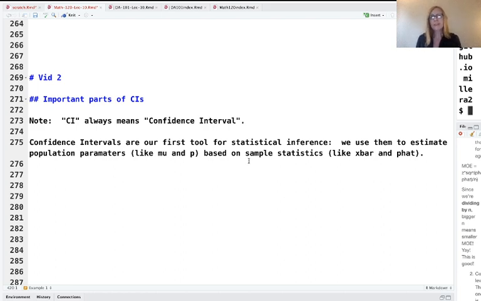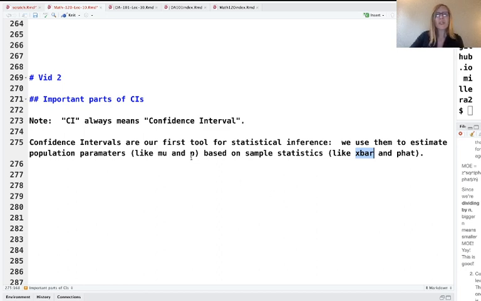I want to remind you guys, and this is so key, confidence intervals are our first tool in this class for statistical inference. We use them to make estimates about population parameters based on the sample statistics we've gotten. Mu, think to yourself, which parameter is that? Yes, that's the mean. We could say something smart about the mean based on x bar, the sample mean. What does our sample tell us about the population?